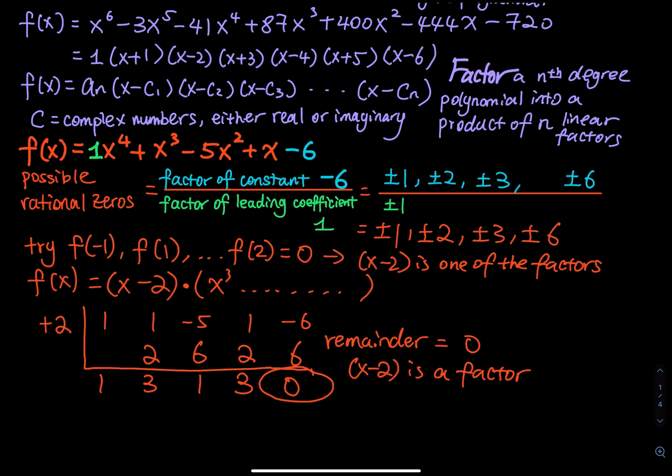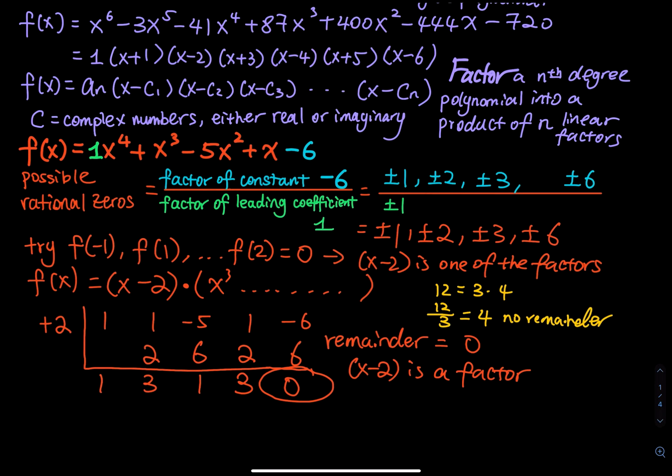If you don't understand this, let me give you something real quick. So let's say 12 is equal to 3 times 4, right? And then 12 divided by 3 is equal to 4 and no remainder. That means 3 is a factor. If there is a remainder, then 3 is not a factor.